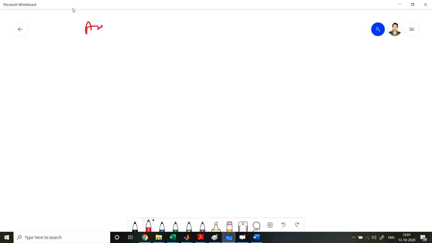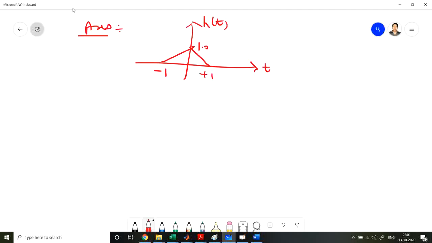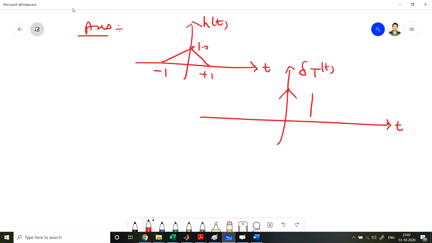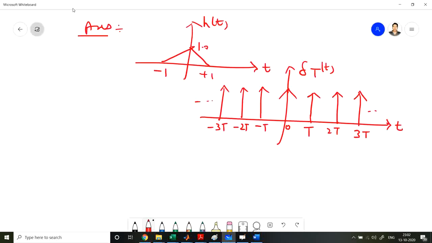So let us solve this problem. First draw the figure of h(t) and delta sub T of t. This h(t) is a triangular pulse basically. It is from -1 to 1 and the amplitude is 1. So this is our h(t). Then we have the pulse train. This is delta T. So this is T0, this is T, this is 2T, this is 3T, this is minus T, this is minus 2T, this is minus 3T. This is figure 1, and this is figure 2.